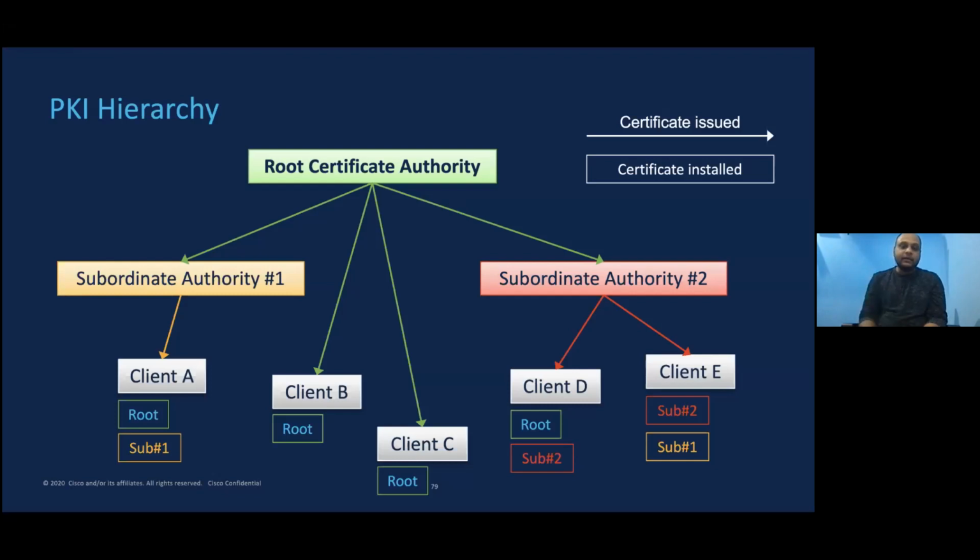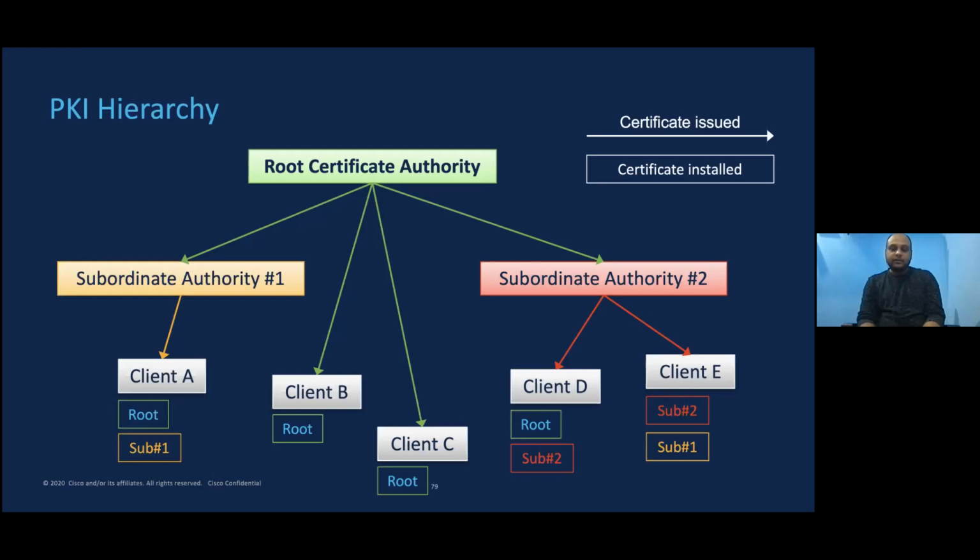So my hierarchy can be in such fashion that I can get a certificate from a subordinate certificate authority who has got its certificate from the root CA, or I can directly contact my root CA to issue me a certificate. And this hierarchy is not limited to the slide, where I'm showing only one subordinate authority.